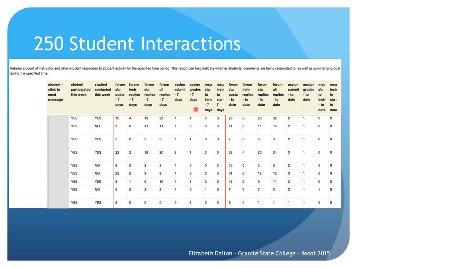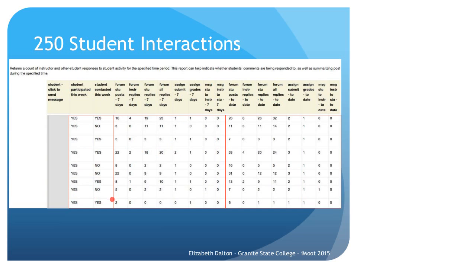And then finally, because sometimes contacts happen in different ways, we have how many messages students sent to instructors and instructors sent to students. And by accumulating these 3 things together, we get the answer to that. Did the student participate this week? Was the student contacted this week?